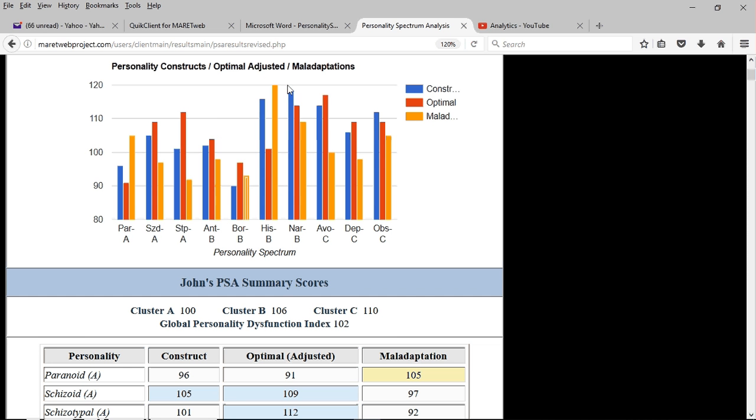You will find some cases where the construct is higher than the other two. That's because these are standardized scores, and that's just the way the standardization has fallen out. Don't go too overboard with this, except to understand that the construct is the volume of the particular personality trait that is there. How much of it is there? Whether it's optimal or maladaptive, we don't know. We're not looking at that. How much of it is there?